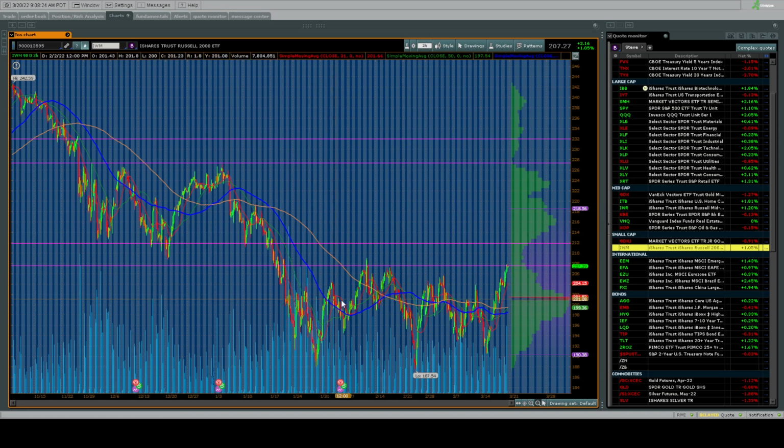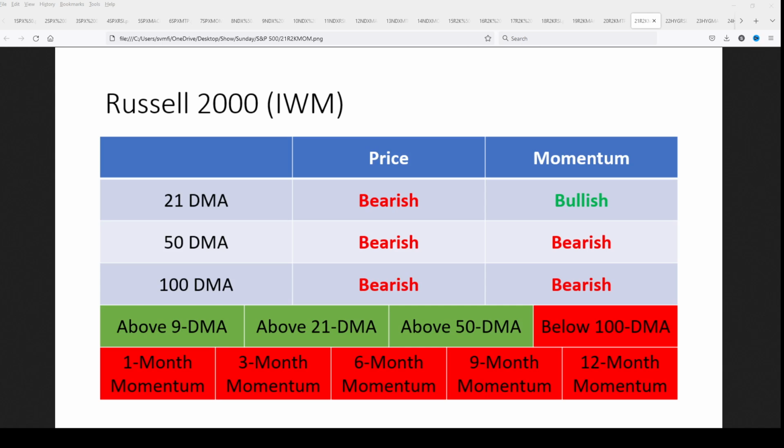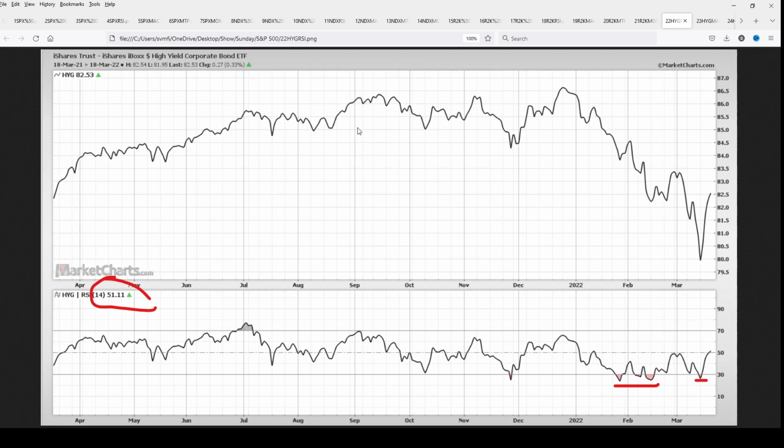Again, wouldn't surprise me if it gets rejected here and comes back down into 201. If it does that, you probably want to be a buyer there looking to take this higher. So a lot of potential here. How about we go to the high yield bonds, the junk bonds? Definitely the market needs these to go with it.